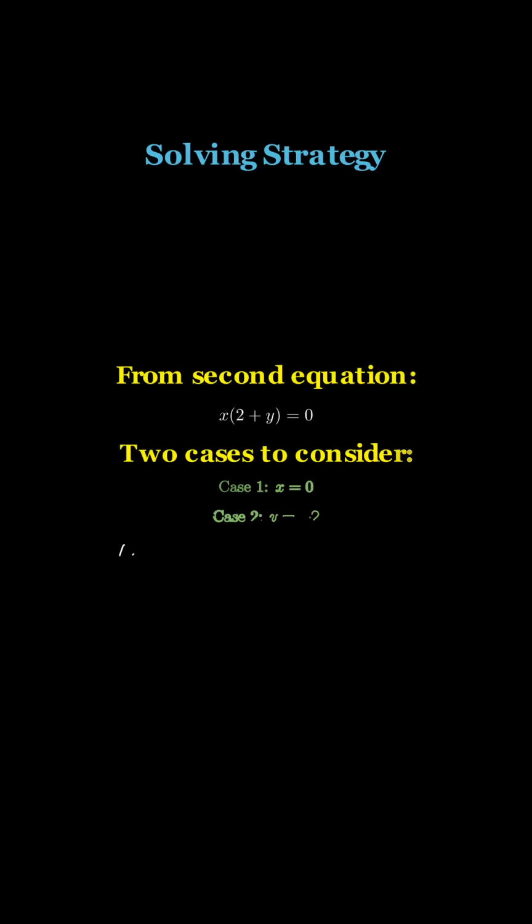We can solve this system by considering cases. From the second equation, x times (2 plus y) equals 0, we have two possibilities. Either x equals 0, or 2 plus y equals 0, which means y equals negative 2. We'll examine both cases systematically.